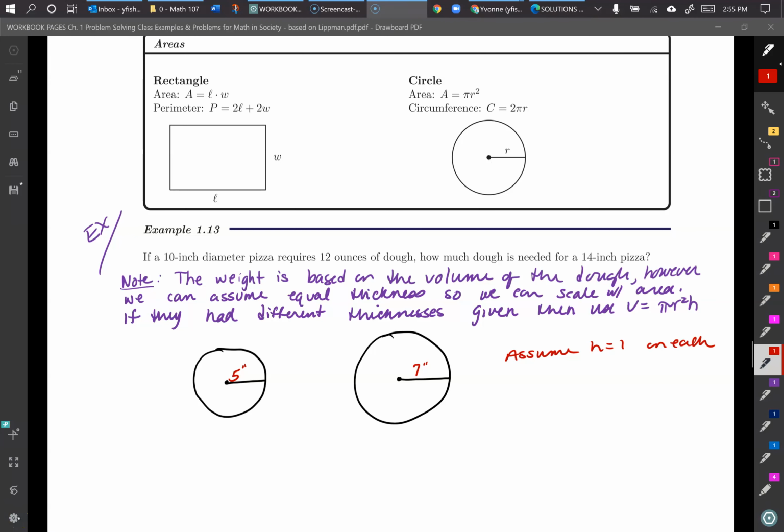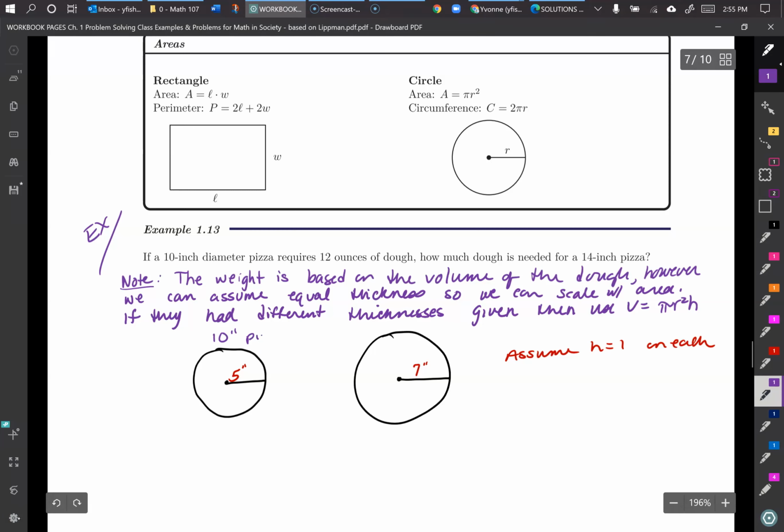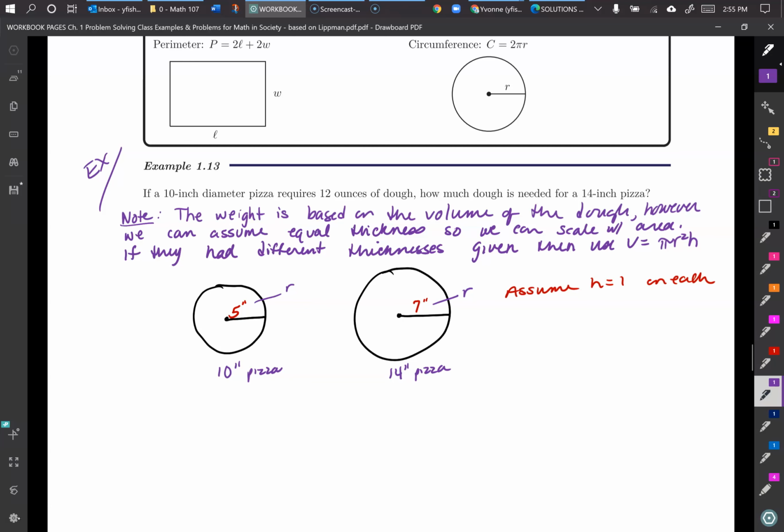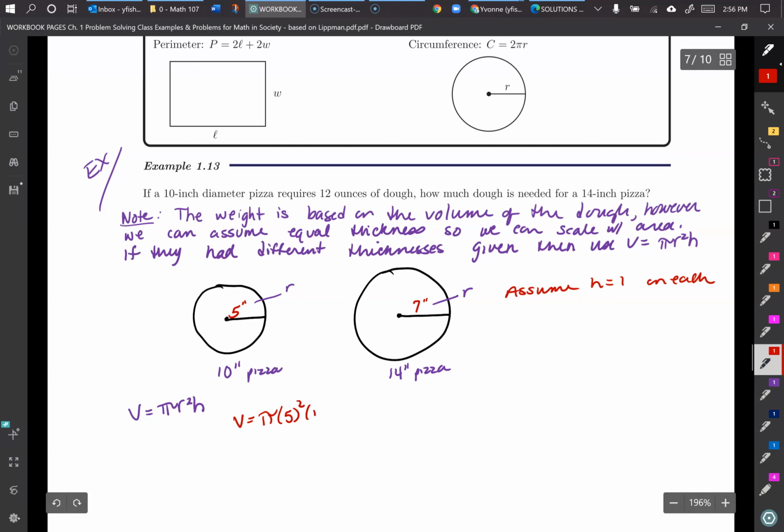So I drew my beautiful pictures here of the, this is the 10-inch pizza, in case you can't tell what it is. And this is the 14-inch pizza. And I already figured out the radius here is 5 inches on the 10-inch pizza and 7 on the 14-inch. I'm going to figure out the area, or I'll actually write it out as volume. Pi r squared times height, and my height on each is going to be 1. So for the 10-inch, my area or volume, just do it that way so it's consistent. Pi times 5 squared times 1.